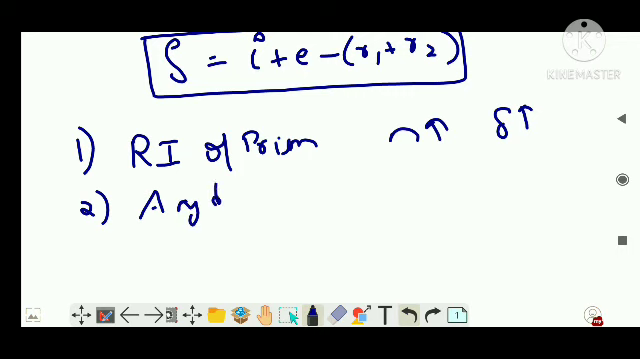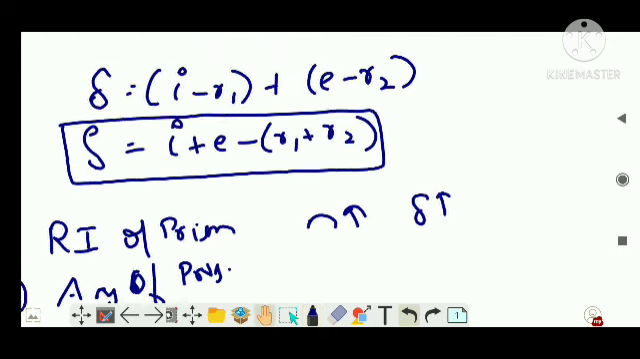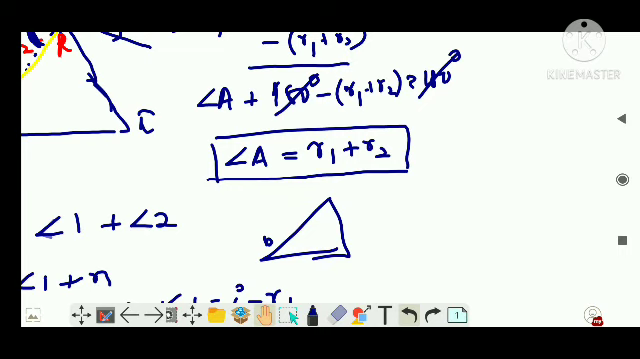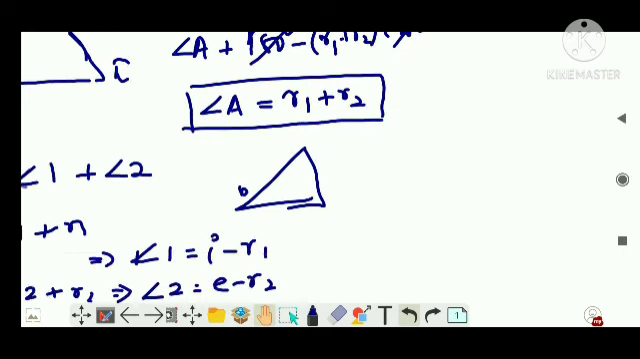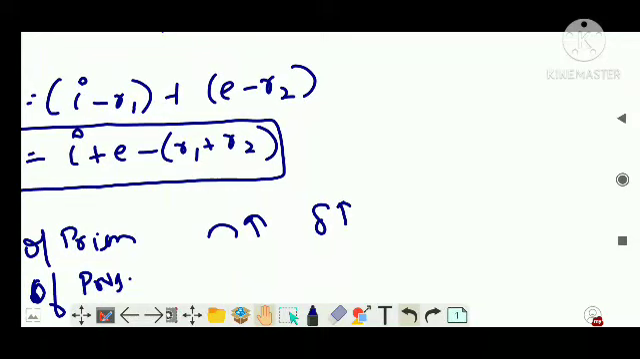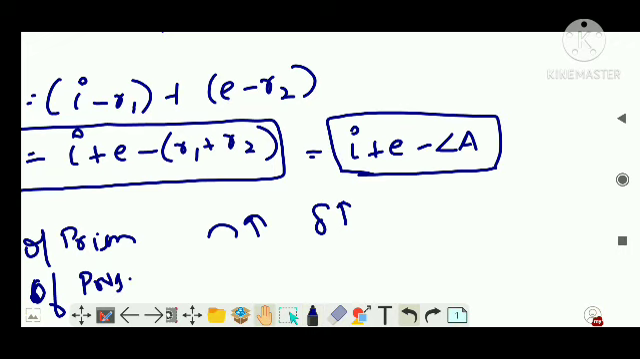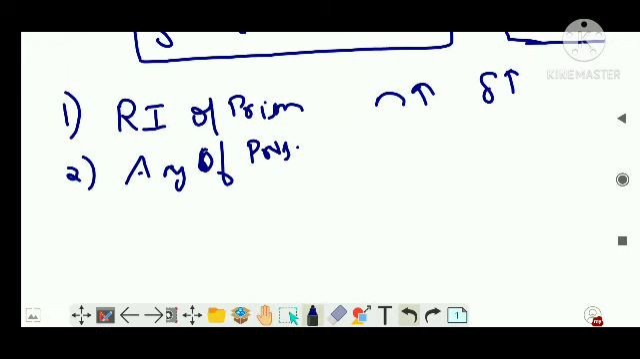Now, if someone tells you it depends on the angle of prism, how would you prove it is true or not? We have earlier written that the angle of prism A is equal to R1 plus R2, right? So in the above equation, I can even write delta is equal to I plus E minus A. So there's another expression for deviation. The second parameter on which the deviation depends is the angle of prism. When A increases, deviation increases. As the prism becomes large, deviation will be large.